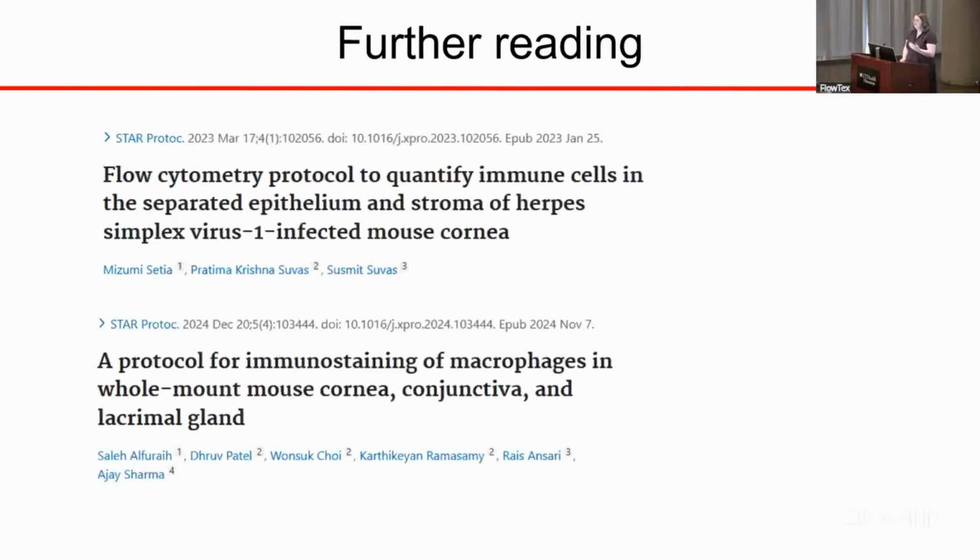So if you're curious for further reading on doing flow cytometry in the eye, we recommend these 2 protocols. They've also been helpful in modifying our own.